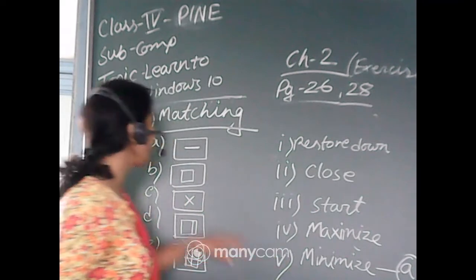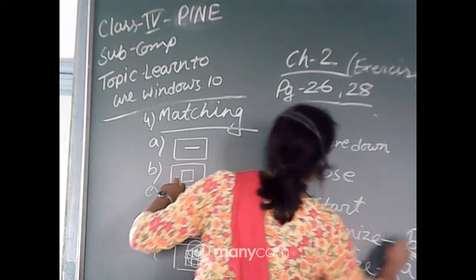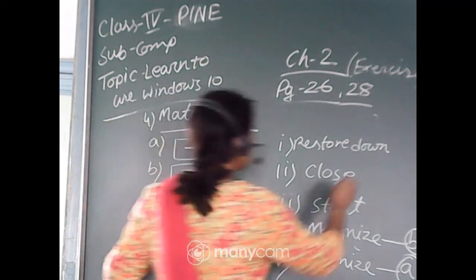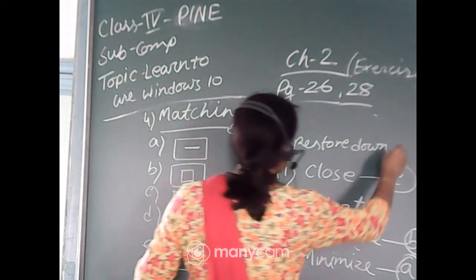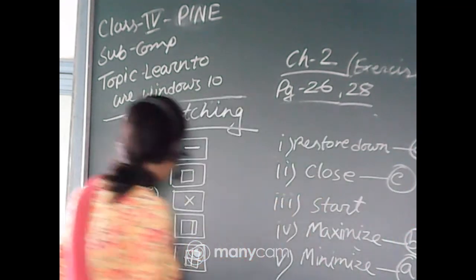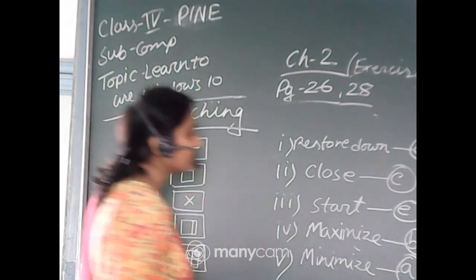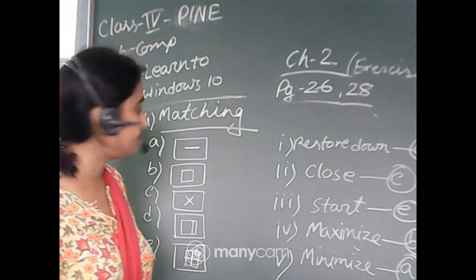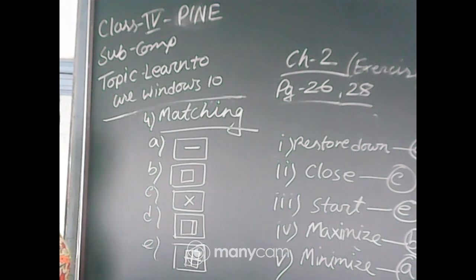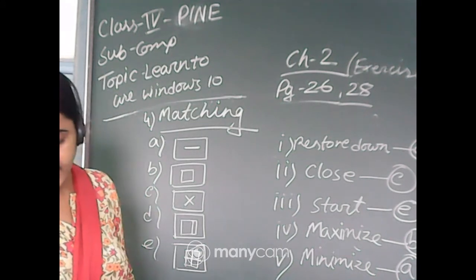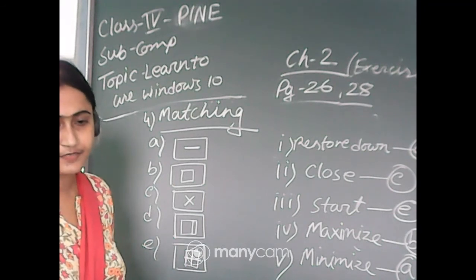So please write down. This is maximize. This is number B. And this is close, C. This is restore down, D, and E, start. On the right side, beside the name, you just put number 1, D, number 2, C, number 3, E, number 4, B and number 5, A. Okay, match the following completed, beta.